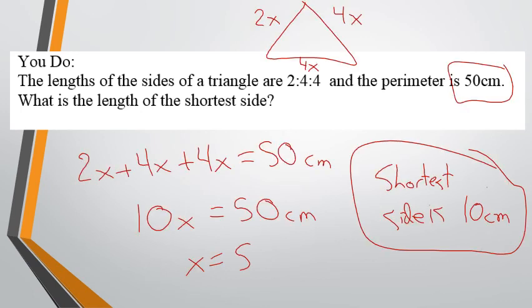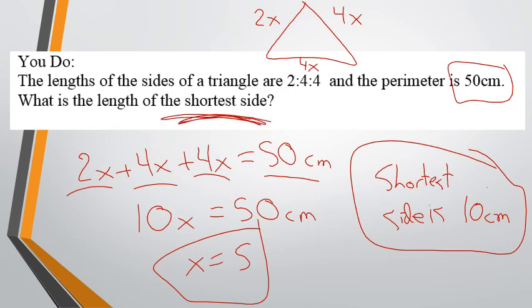Okay, I drew the triangle. We knew the ratio of the sides was 2 to 4 to 4. So 2x, 4x, and 4x. The perimeter is 50, so 2x plus 4x plus 4x equals 50 centimeters. Combine like terms, solve for x. x is 5. Now it asks, what's the length of the shortest side? So 5 times 2, that'll be the shortest side, it's 10 centimeters.